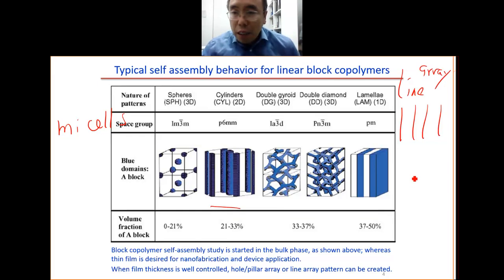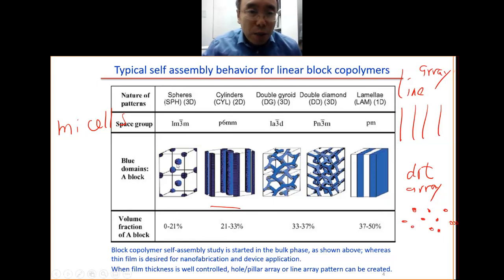Another pattern is the dot array. We get something like this, a periodic dot array, hexagonal. So which one can give you dot array patterns? You can see here, this one is not hexagonal, it is like a face-centered cubic. This one can give you the pillar array or dot array pattern. This one can also give you the dot array or pillar array pattern, but here the pillar is perpendicular to the wafer surface.